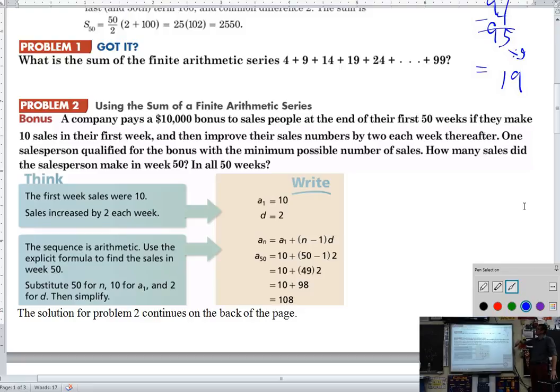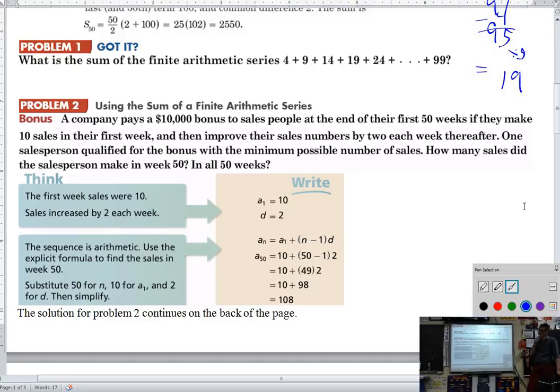What does that tell you? Is that how many terms or how many changes in the term? I'm just trying to make you think critically about what you're doing. You took the total difference divided by the common difference.